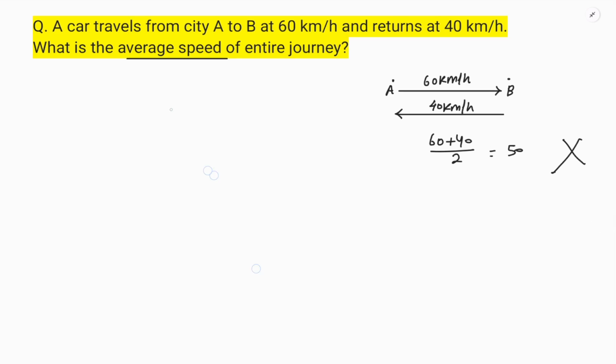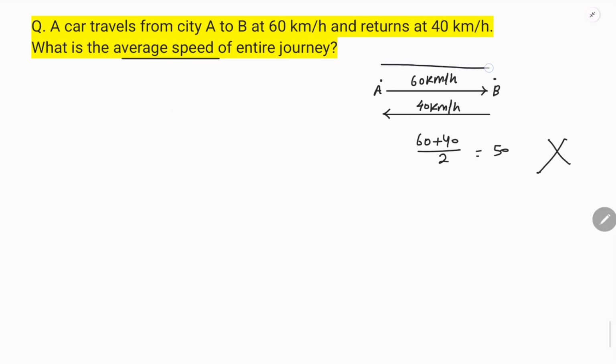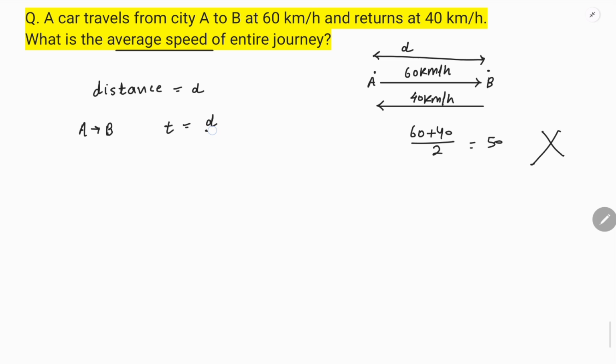Okay. Now you know what is the distance. Suppose I don't know what is the distance. Suppose I say distance is d, right? Now how much time will it take from A to B? When the car is going from A to B, time would be equal to distance by speed, right? We know speed is equal to distance by time. So time would be equal to distance by speed, right? And when the car is going from B to A, then time would be equal to d by 40, right?